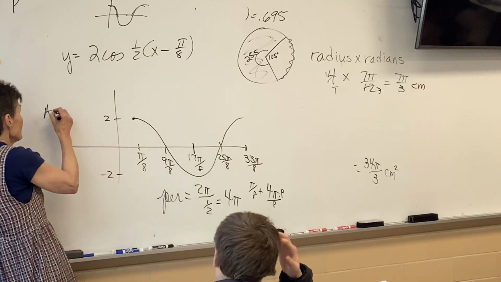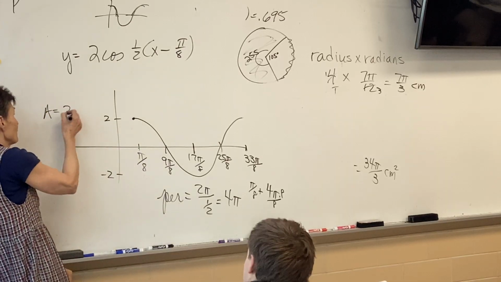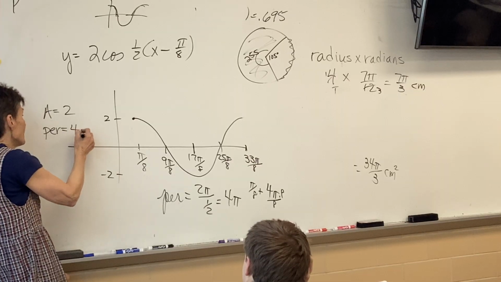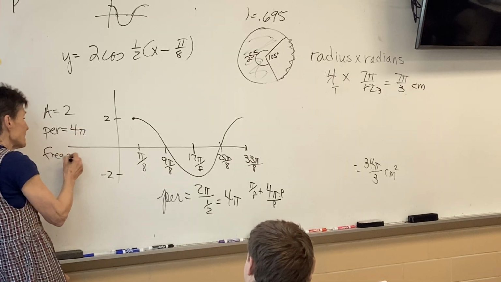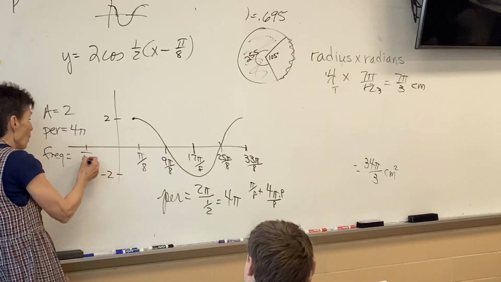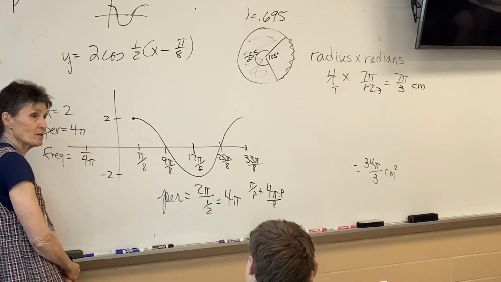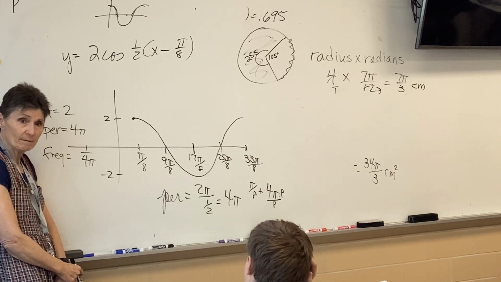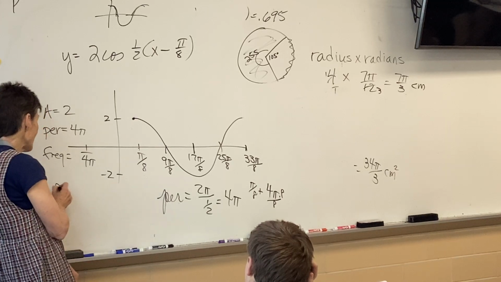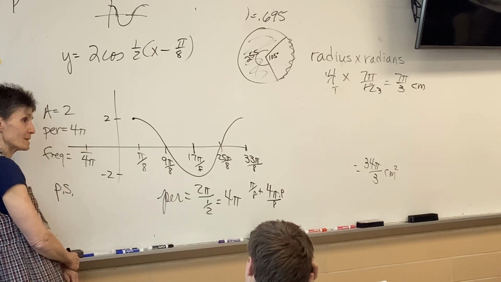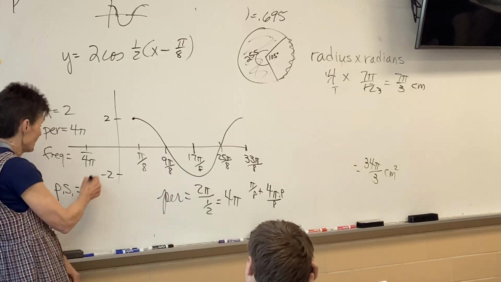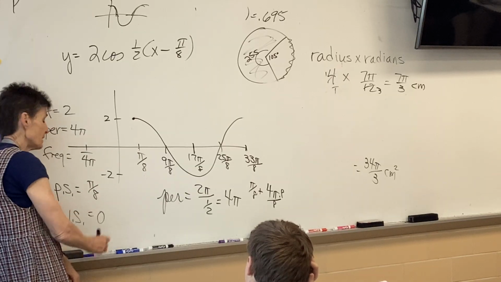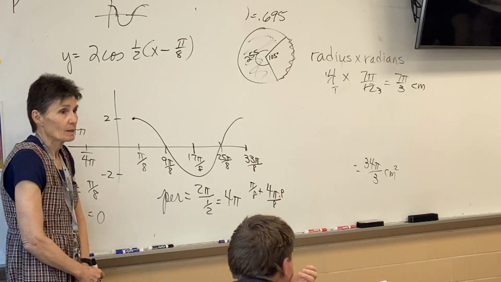What is my amplitude? 2. My period, I already figured out, that's 4 pi, which means my frequency is 1 over 4 pi, because what's frequency? Reciprocal of period. My phase shift or horizontal shift is pi over 8, and my vertical shift is 0. Right?